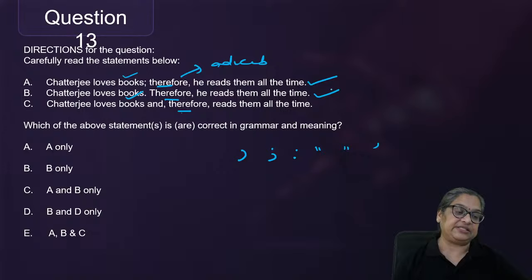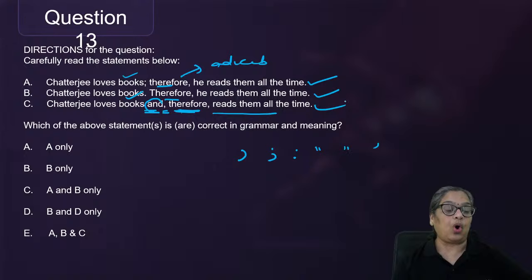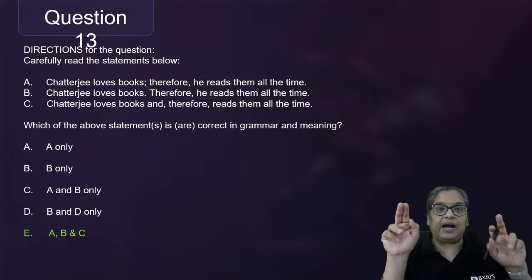Perfectly fine. He loves books, and so you are joining it with a coordinating conjunction, and then you are setting it off with because of that, he reads them all the time. So, all 3 are correct. Option E is the right answer. Just remember comma, semicolon, colon, quotation marks and apostrophe. Know the use of these 5.